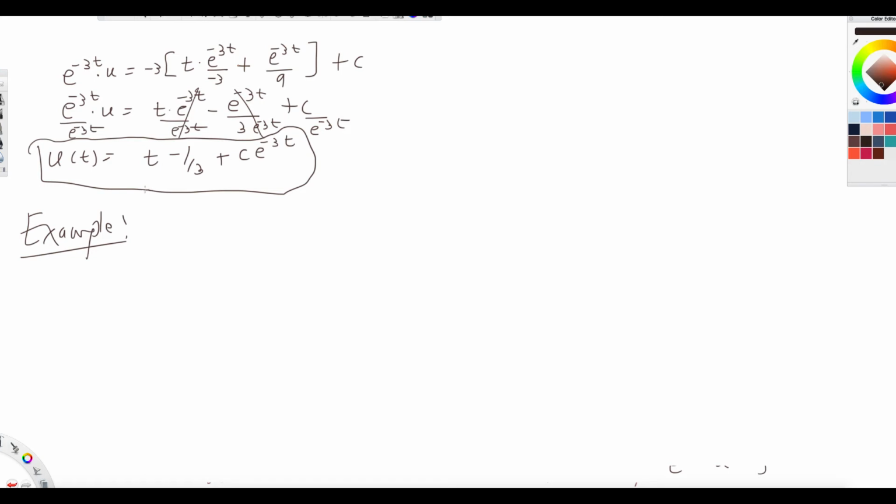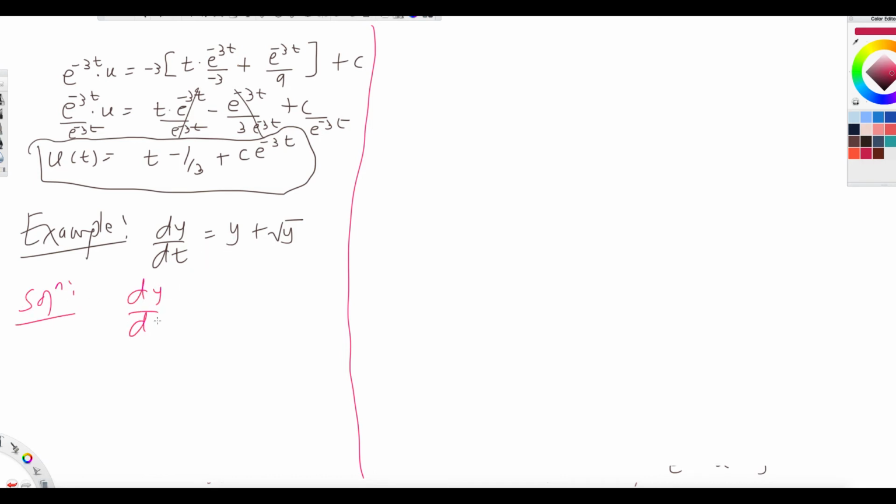Okay, so solve: dy over dt equals y plus root y. So this is not in the standard Bernoulli form. Let me write down the solution. First of all, I want to write this in the Bernoulli form. So to write it in the Bernoulli form, y should be on the left side, so you write dy over dt minus y equals root y, right? See that p(t) times y equals q(t) times y to some power.